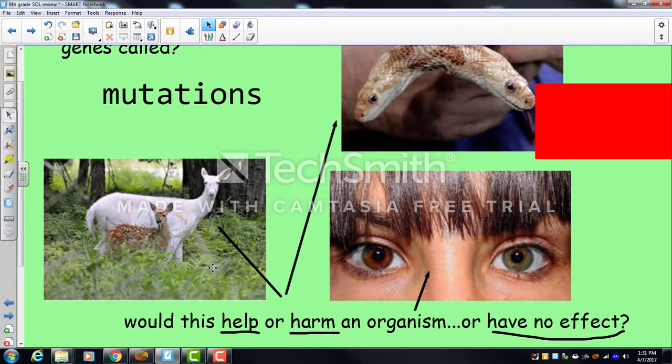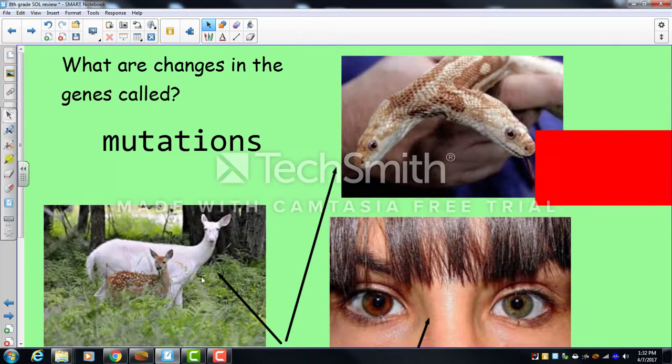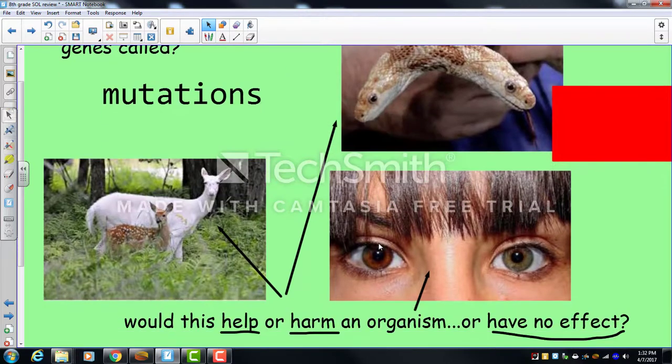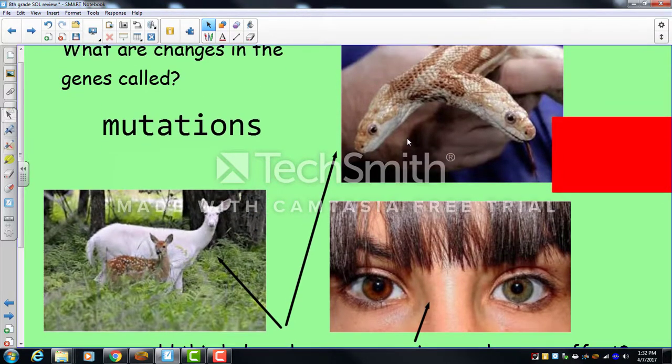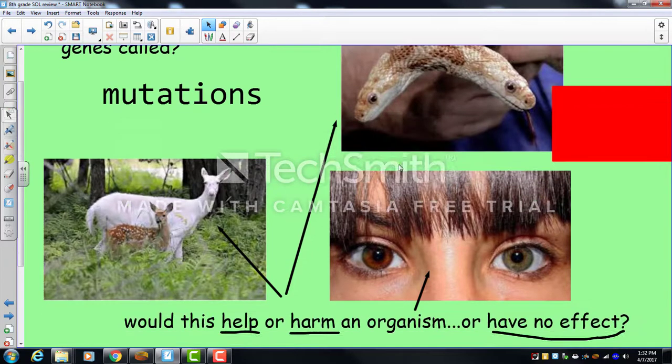And obviously the answer is it would be harmful because the deer has lost a major adaptation, which is camouflage, and is easier to spot by predators. So it's just a negative mutation. This right here, the two-headed snake, that is also a negative, harmful mutation. They do have two operating brains in one body, and it's just been proven, believe it or not, you'd think two brains would be better than one, but it's not when they have the same body. So that is a harmful mutation.